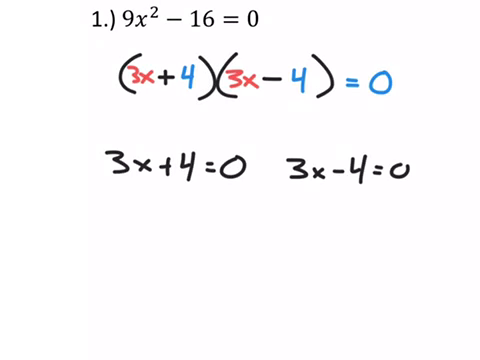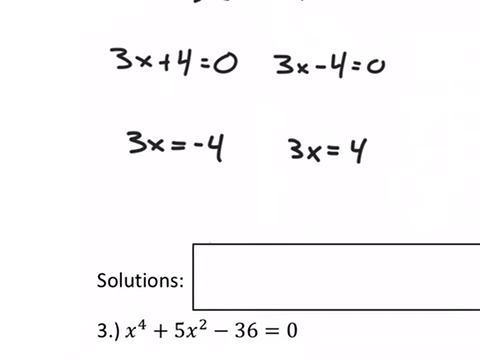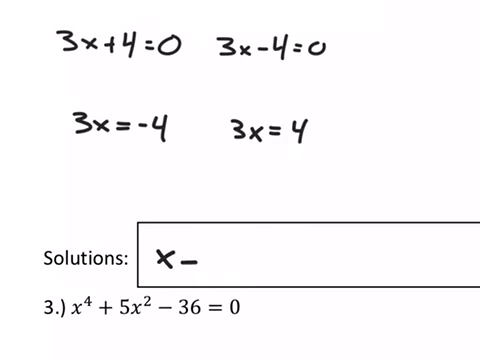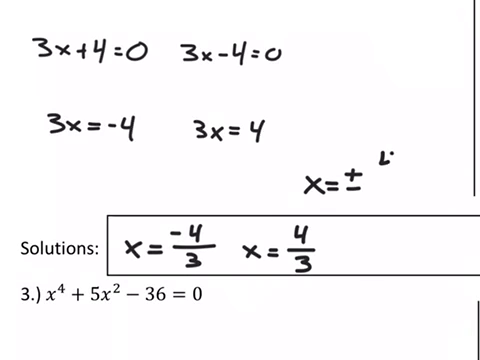and solve them out. So we'll have 3x is equal to a negative 4. This one will be 3x is equal to a positive 4. Getting our solutions to be x is equal to a negative 4 over 3 and x is equal to a positive 4 over 3. If you wanted to list that out as x is equal to plus or minus 4 over 3, that would work as well.